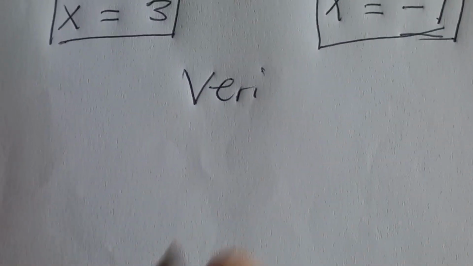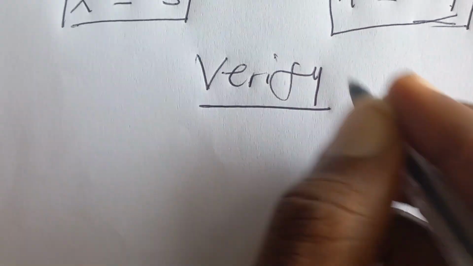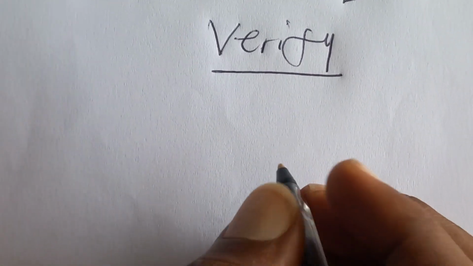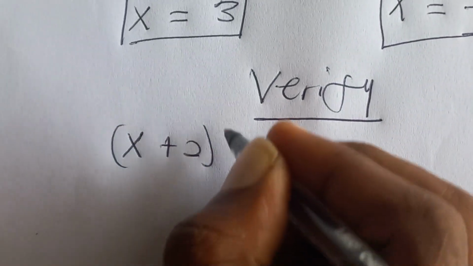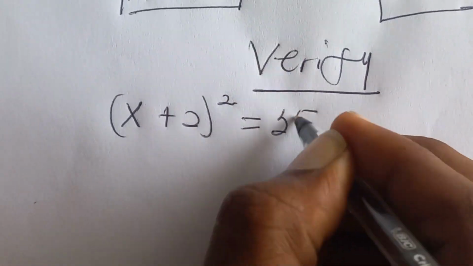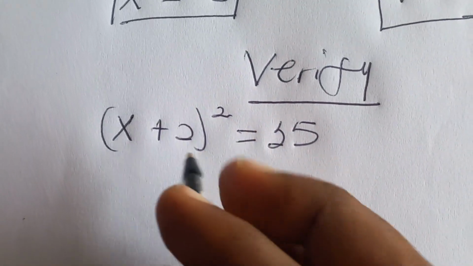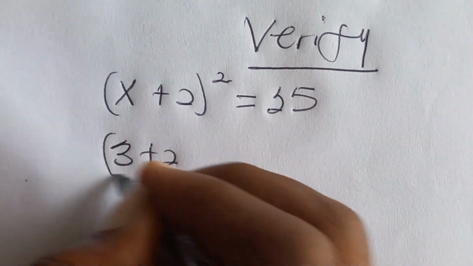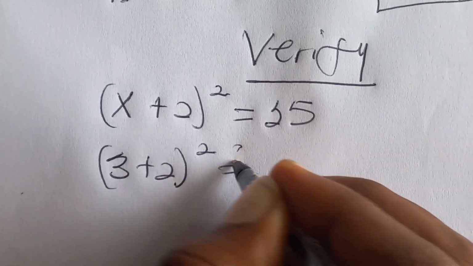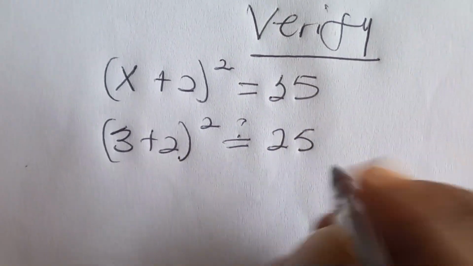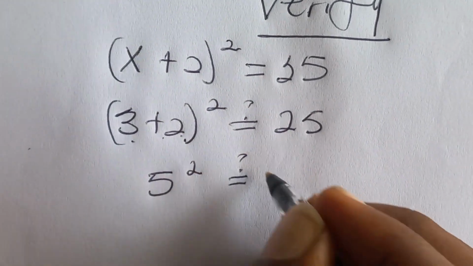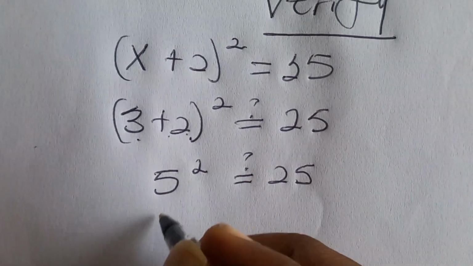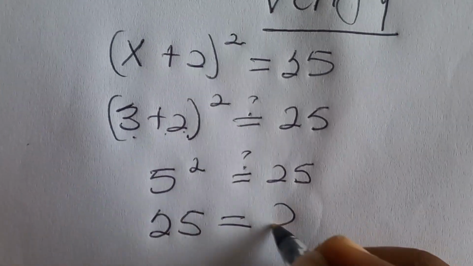Now, let's verify, check if this set of values are correct. So we have (x + 2)² = 25. When x is equal to 3, we have (3 + 2)² = 25. So 3 + 2 gets 5 squared. And is it equal to 25? 5 squared is 25, which is equal to 25. So it means that this one is correct.